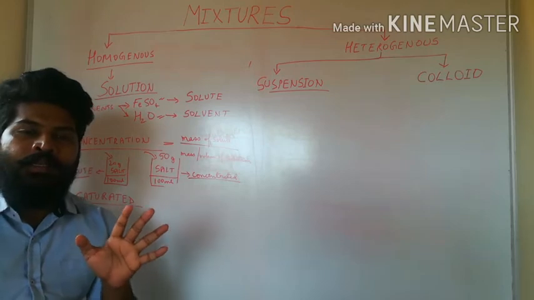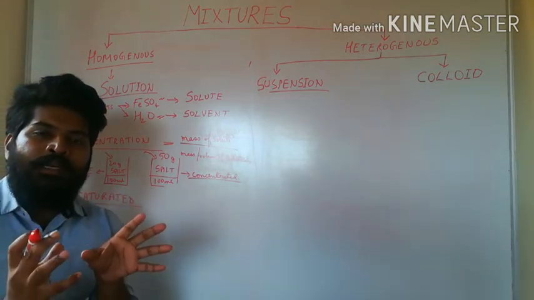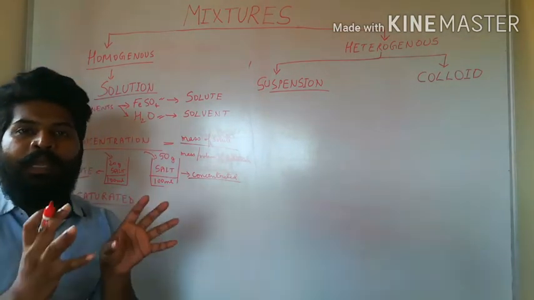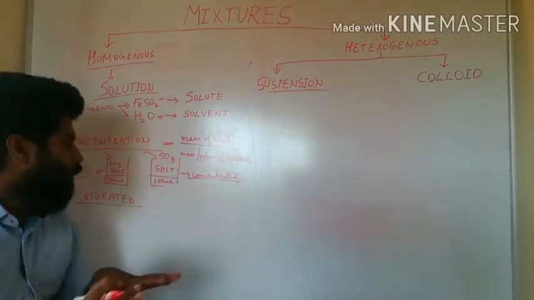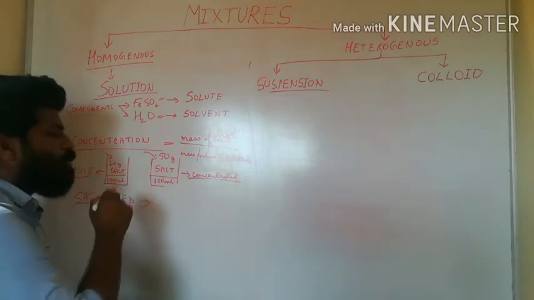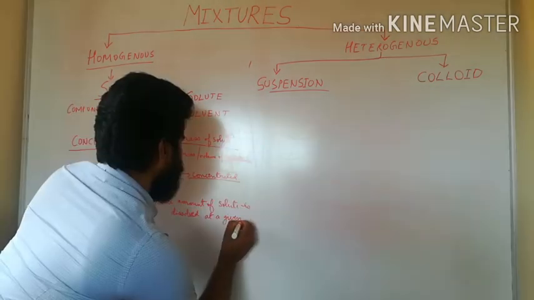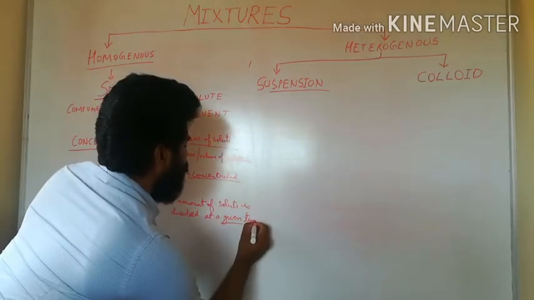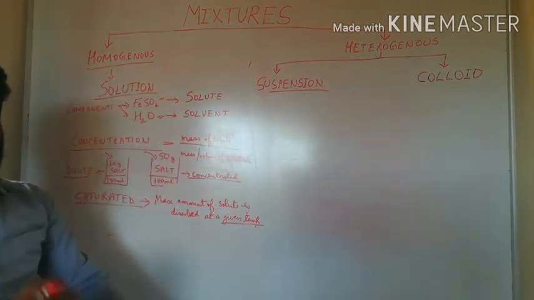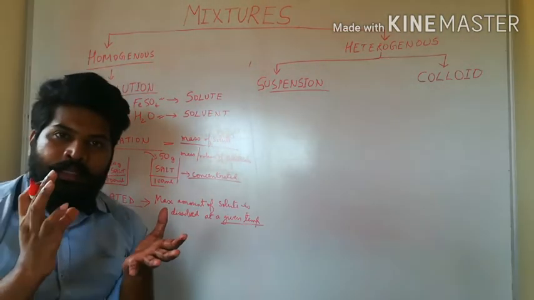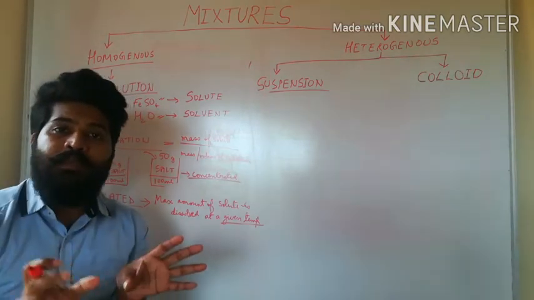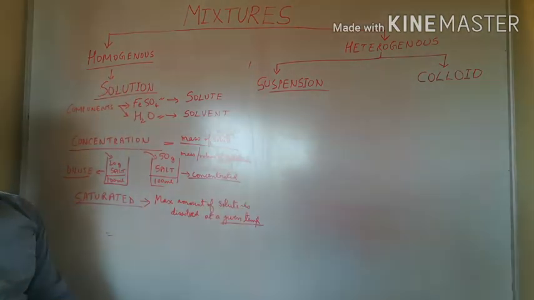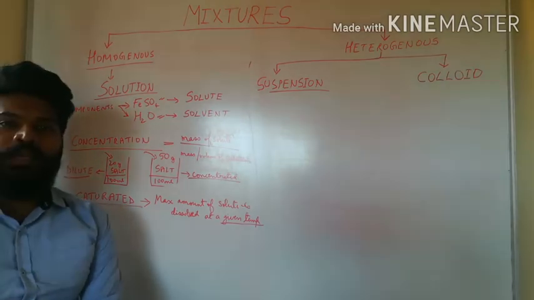That is, the solvent has taken the maximum capacity of solute it can dissolve. Now, this solution is called a saturated solution. So, at a given temperature, the particular amount of solvent has taken the maximum possible solute. Then we call it a saturated solution.